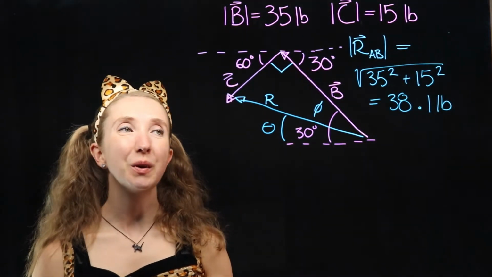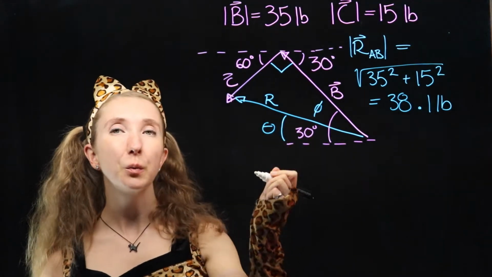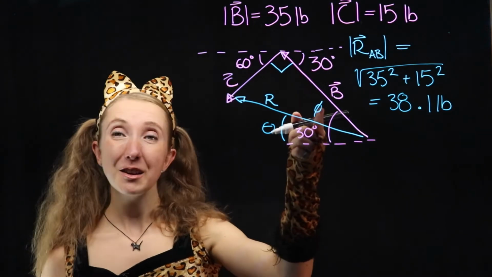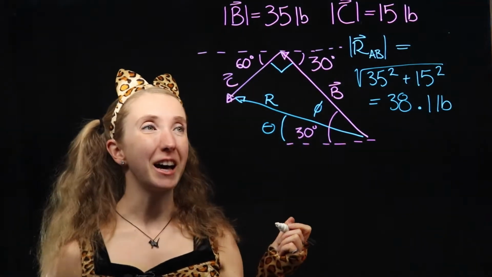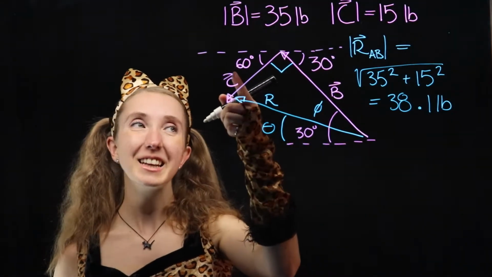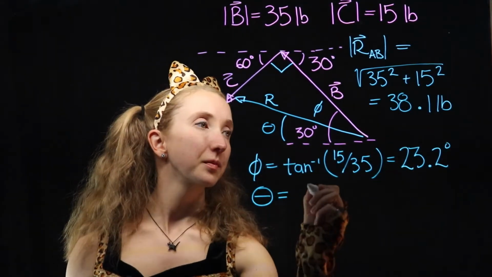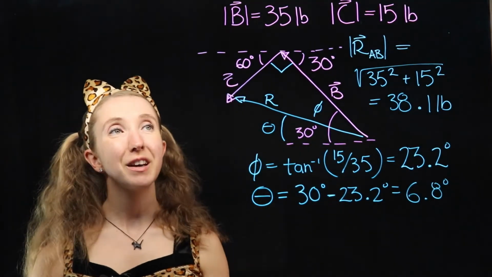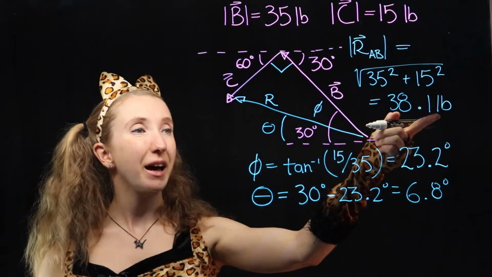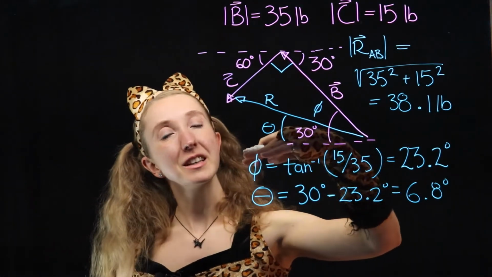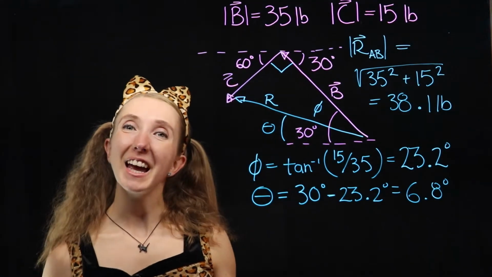Now all that's left to do is find the orientation of this resultant. Since we have a triangle, we're going to work backwards, finding phi first and then using that to find theta. With our triangle, we can find phi by using the tangent, since we know this side length and this side length. So we found that vector B plus vector C gives us a resultant of 38.1 pounds, oriented 6.8 degrees upward from our horizontal. Now all that's left to do is add vector A.